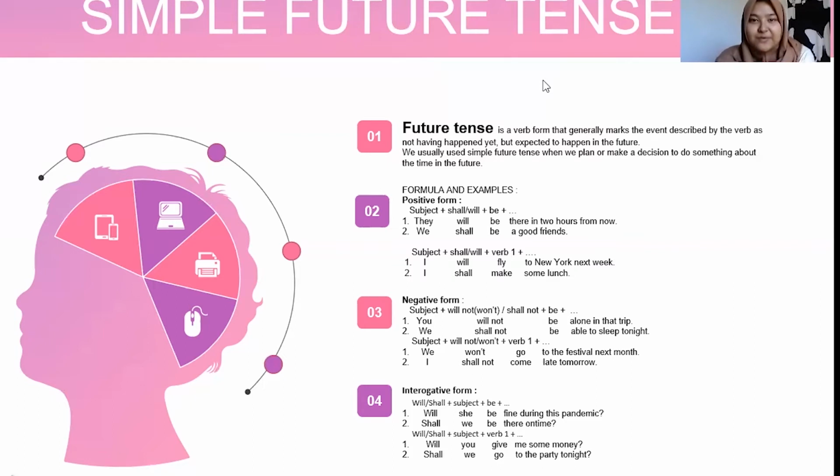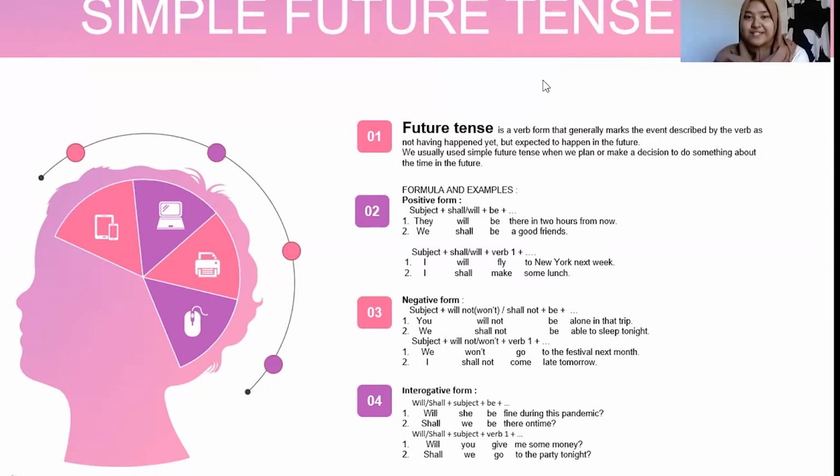That is the mark when we want to ask something to someone. The second example: shall we be there on time? Question mark. Okay, the next formula: will or shall plus subject plus verb 1. The example: will you give me some money? Question mark. The second one: shall we go to the party tonight? Question mark.